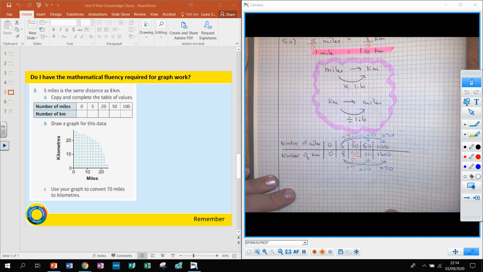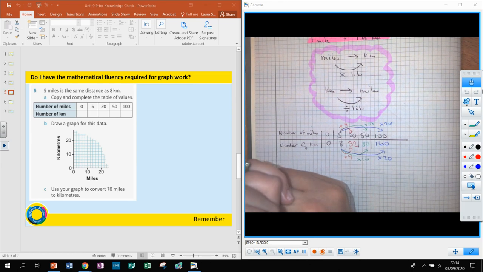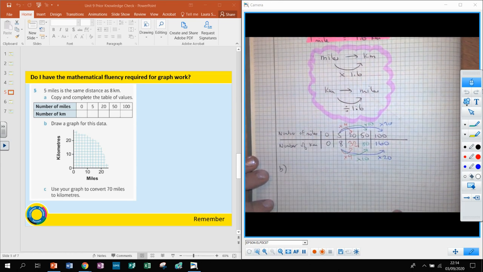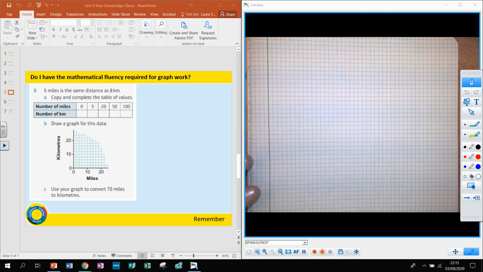Okay, now that we've got our table, we can do part B, which they've asked us to draw our graph. Okay, they again have given us a hint, and we know that we have to go all the way to 100 miles, okay, and we actually have to go all the way to 160 kilometers. I'm not going to fit that here if I'm using 5 squares, okay, so I'm going to move over to the back and draw a much larger version.